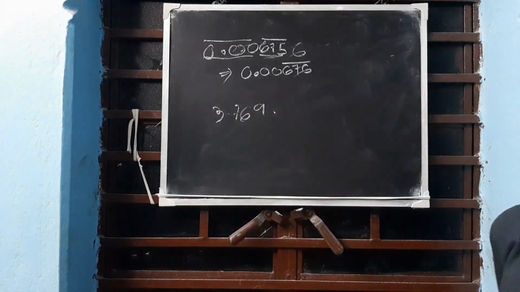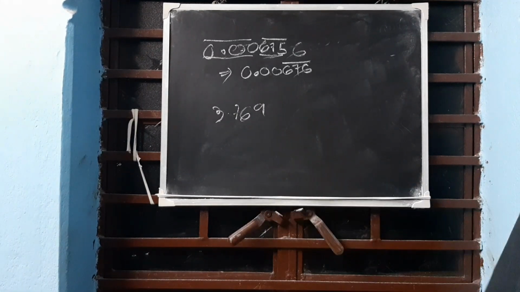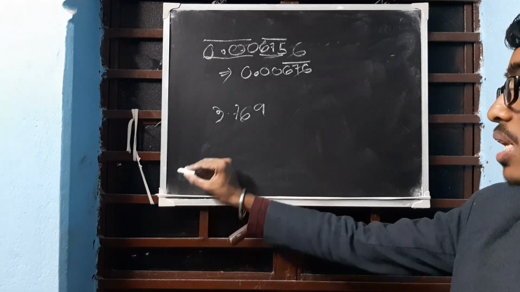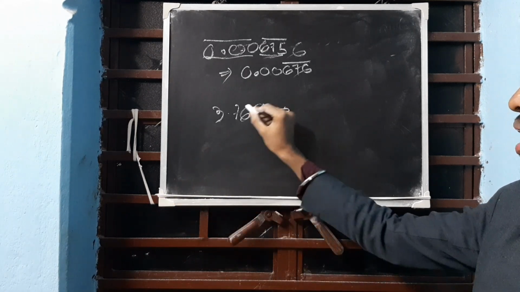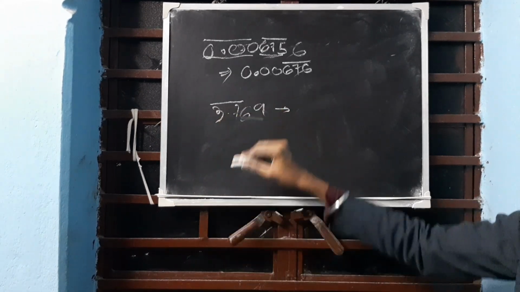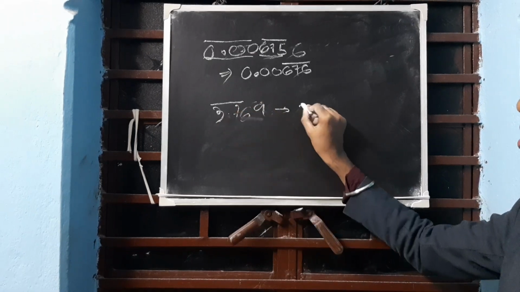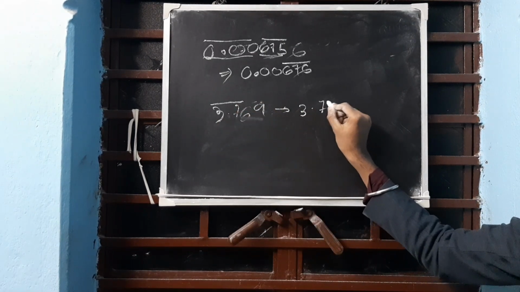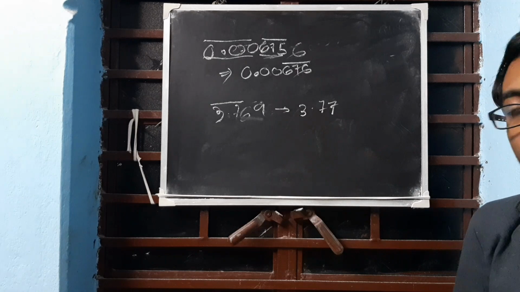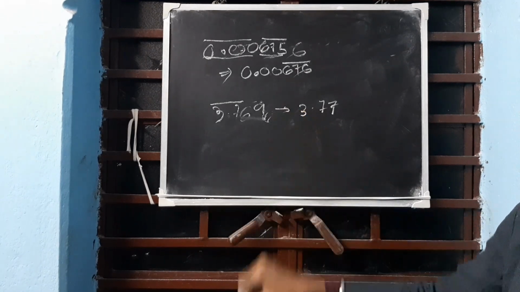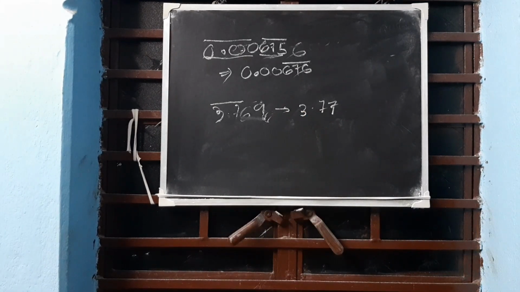3.769. How will you express this in 3 significant figures? What will be the answer? Check it out, I am doing it. We need 3, not this 3, this 3. So 3.77. Clear? You have to just round up this particular value. Greater than 5, rounded up by 1. Understood or not understood?